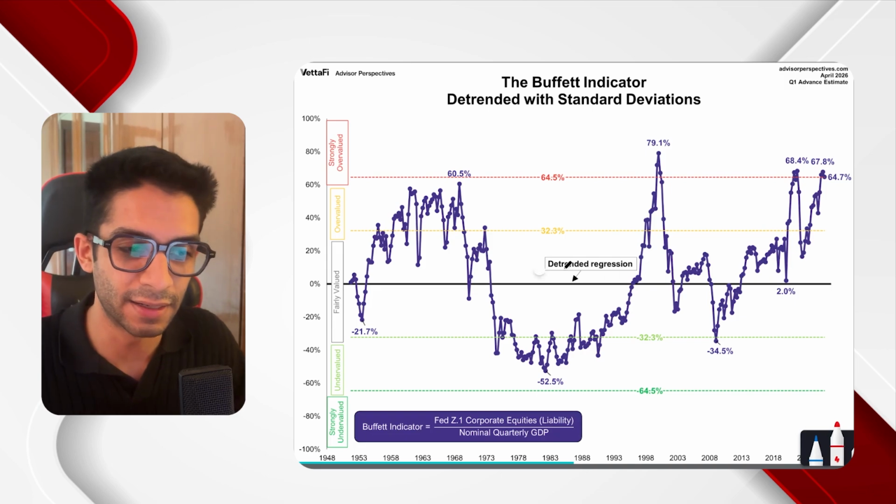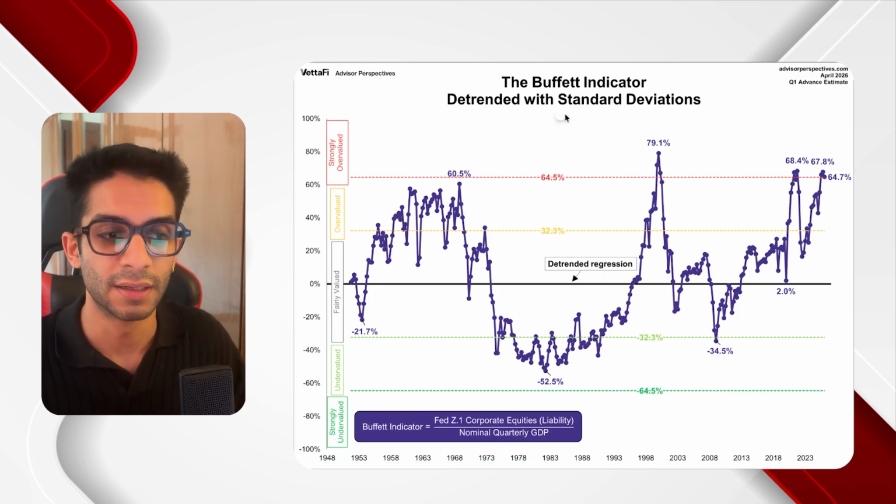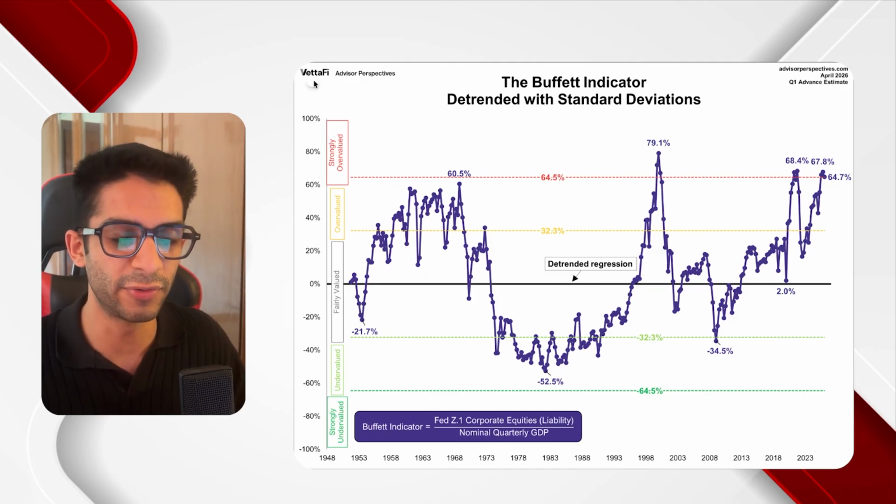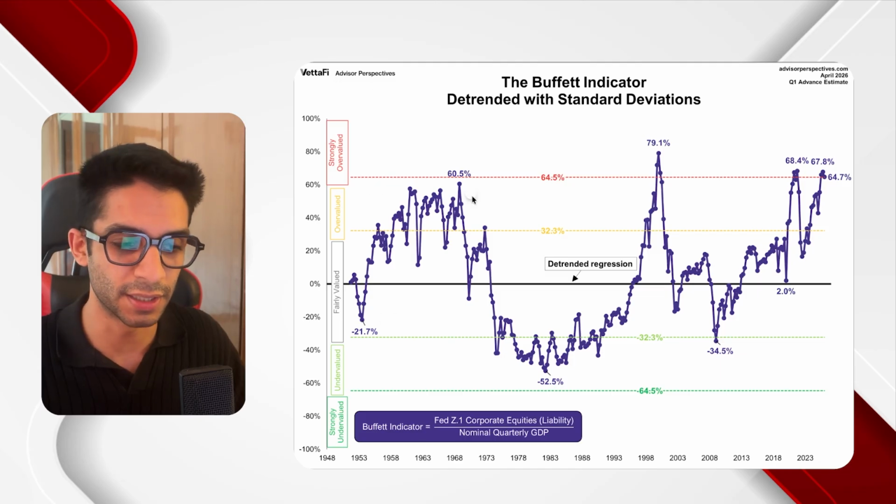This is the detrended version of the Buffett indicator. Detrended, and then we are seeing the standard deviations above and below. So using statistics, we have removed the trend from this ratio. We have taken all this data from VTF Advisors. They have a presentation on it.